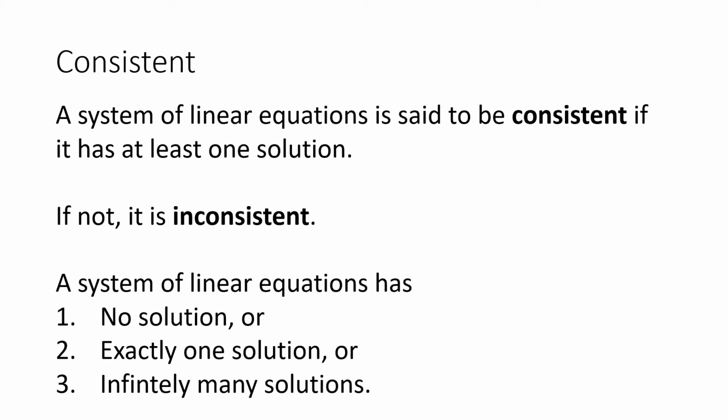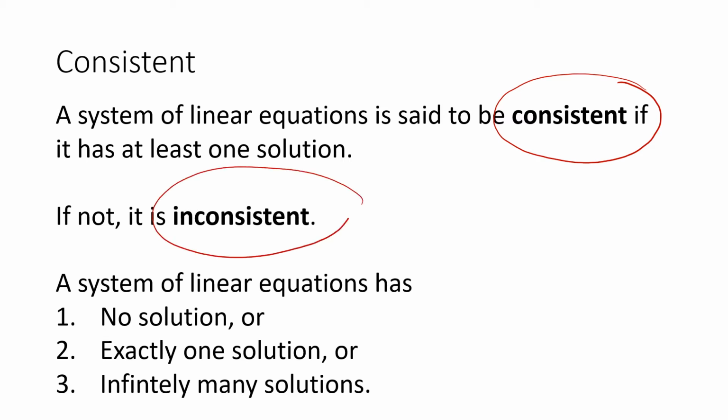So here's one of the first concepts we're going to deal with: consistent and inconsistent. If a system of linear equations has at least one solution, it may have infinitely many, but if it has at least one solution, we say it is consistent. Sometimes you will end up with a system of linear equations that has no solution. When that happens, it is called inconsistent.